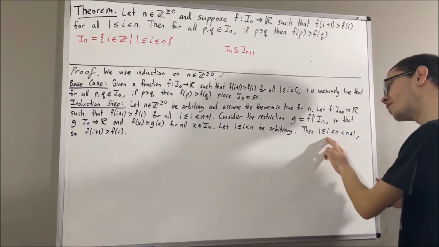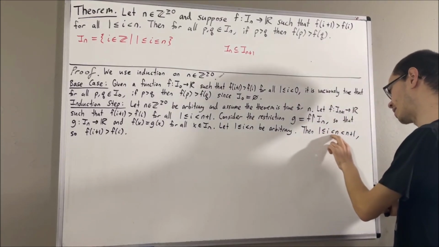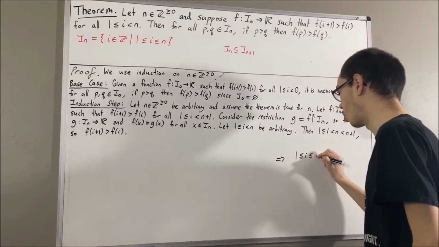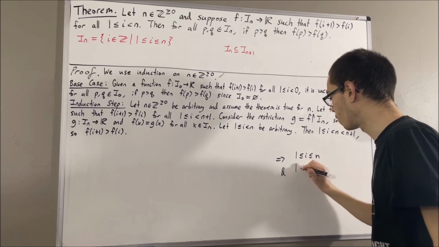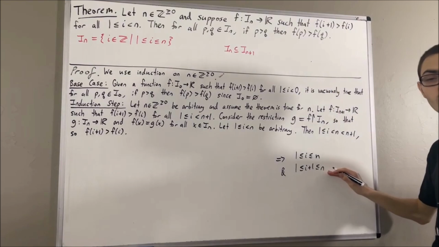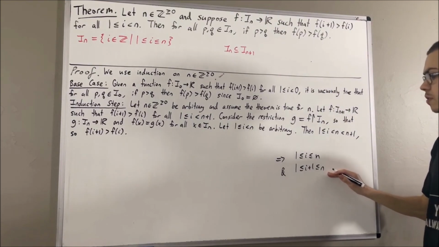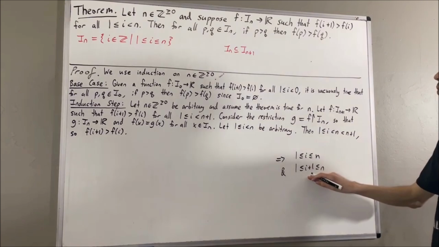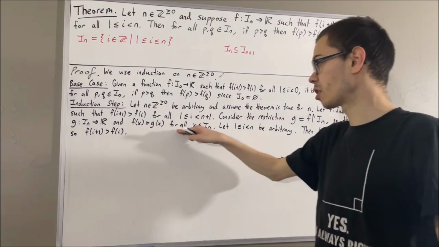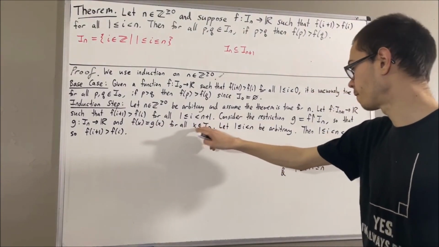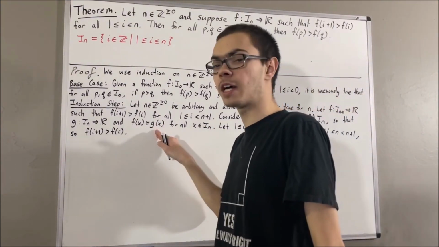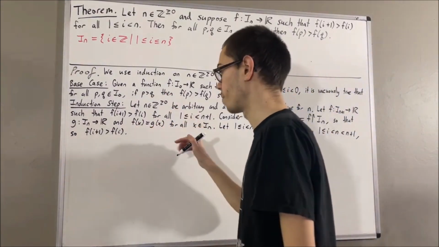But since i satisfies the inequality 1 ≤ i < n, this implies we have 1 ≤ i ≤ n, and we also have 1 ≤ i+1 ≤ n. These two inequalities are true because we're working with integers here. So this tells us i and i+1 both belong to I_n. So using the fact that g is a restriction, if we substitute x for i and substitute x for i+1, we get f(i) is equal to g(i), and f(i+1) is equal to g(i+1).